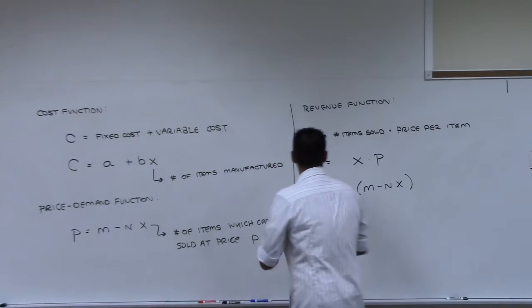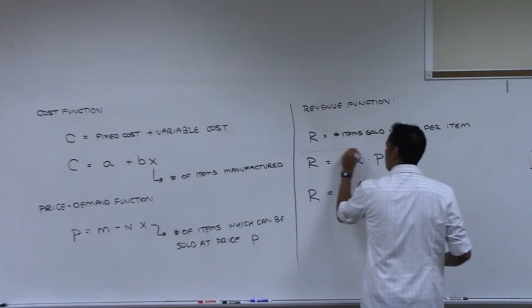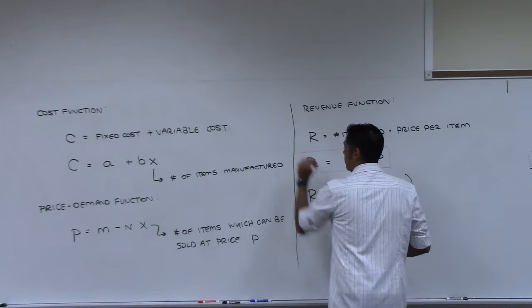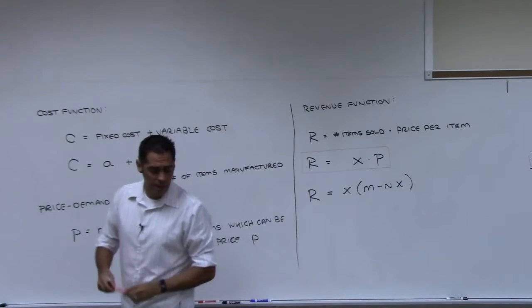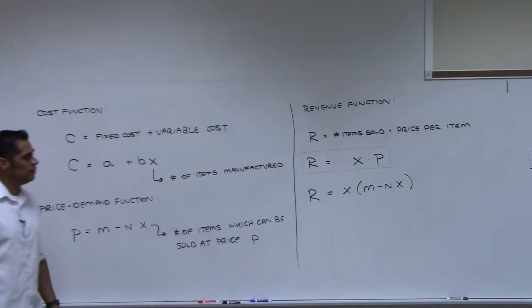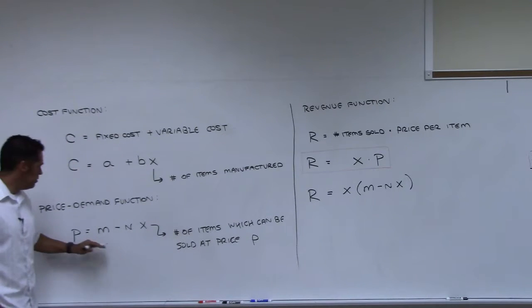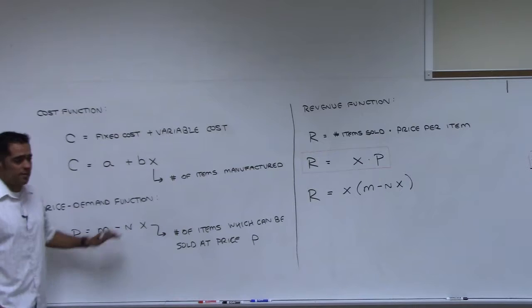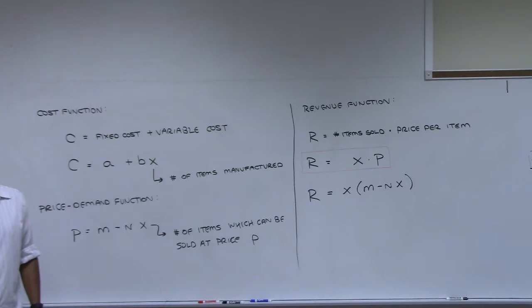So this is something you need to remember. This is going to come up throughout the rest of the semester and even into the next class. Your revenue is X times your price. In this particular model, our price is given by this, so that's what we plug in there. Understand?